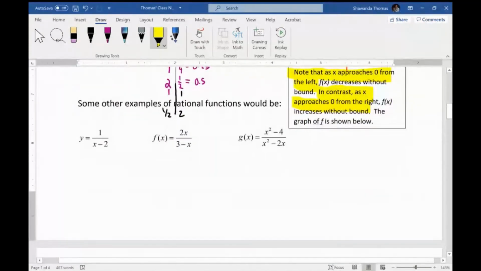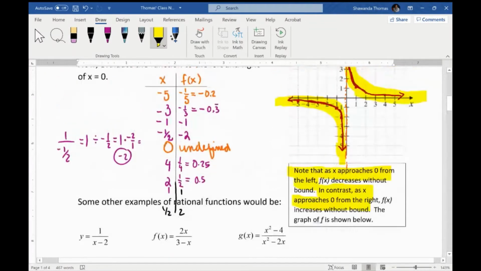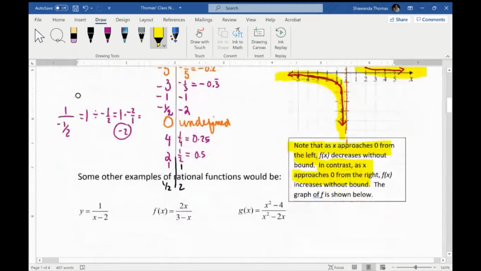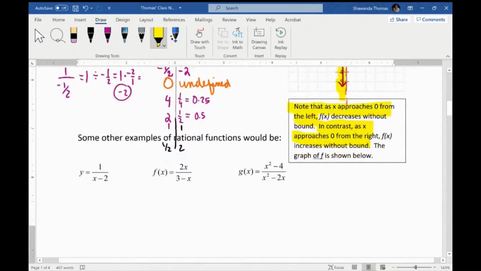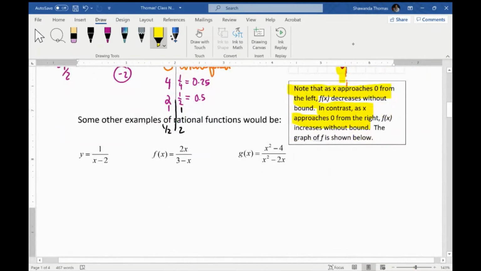Here are some more examples of rational functions. y equals 1 over x minus 2. Let me quiz you again. If I ask you right now, what is the domain of y equals 1 over x minus 2? What would you say? Because we forgot about domain. We kind of buried it. We said we're not going to deal with that anymore. No, it's going to pop back up, y'all. We've got to remember it. What is the domain of y equals 1 over x minus 2?